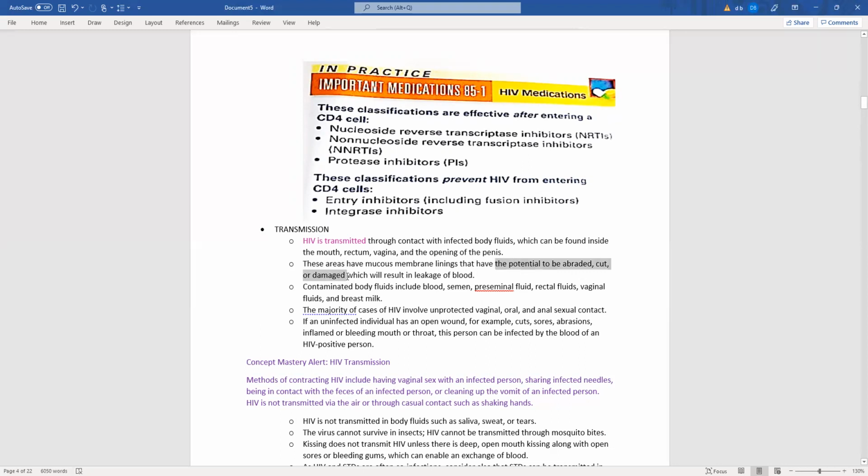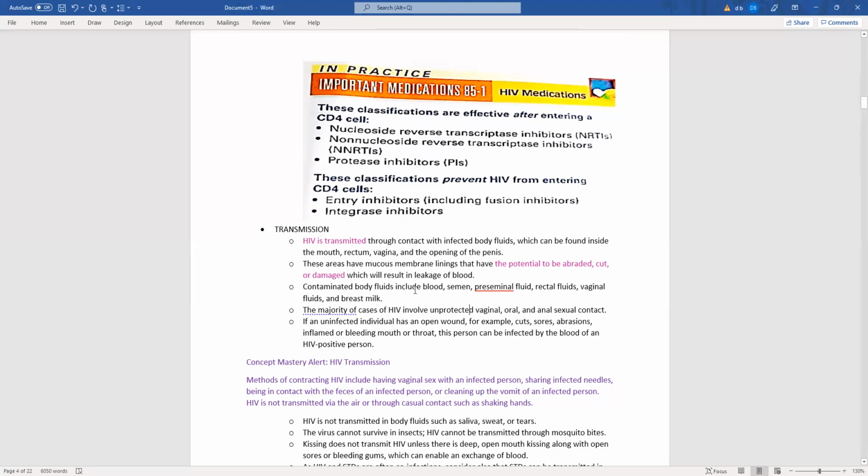That's the key word right there, because we want to know why you can get it in these areas. Why, if somebody sneezes on you, you don't get it. You're going to get it from having sex, or from sharing needles. Contaminated body fluids include blood, semen, sharing needles, that's contaminated blood. So you will get it from sharing needles.